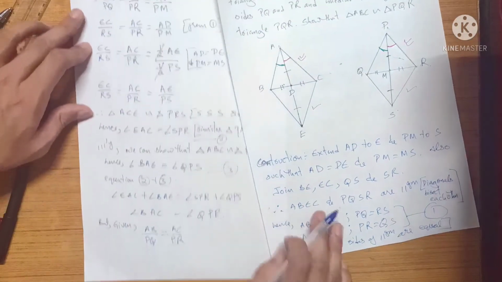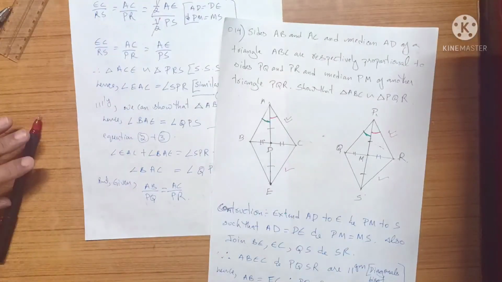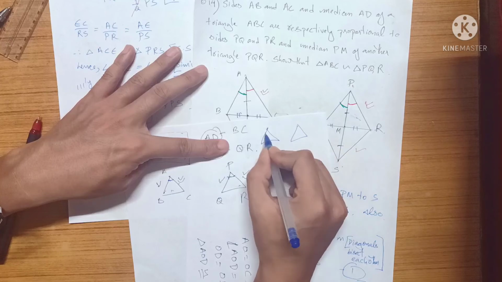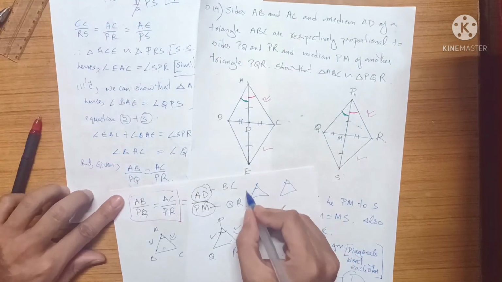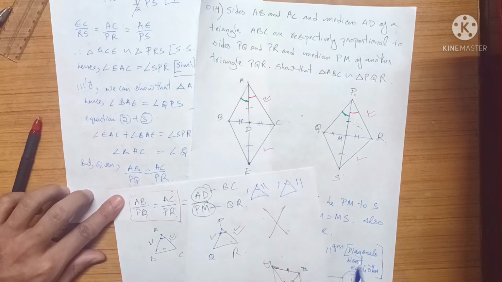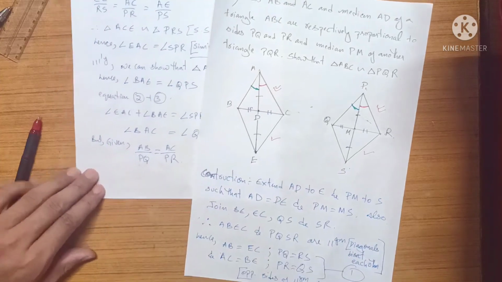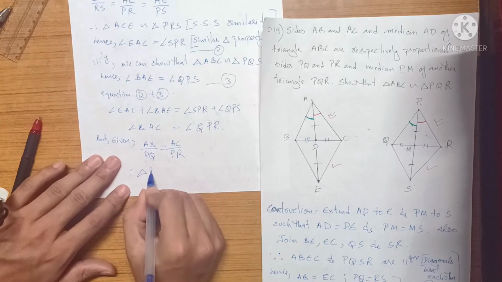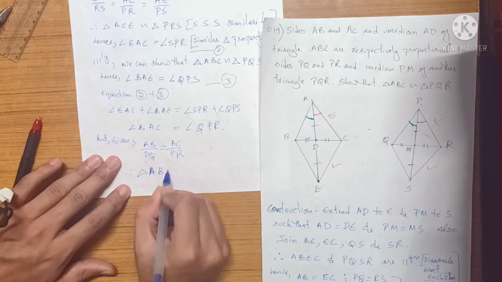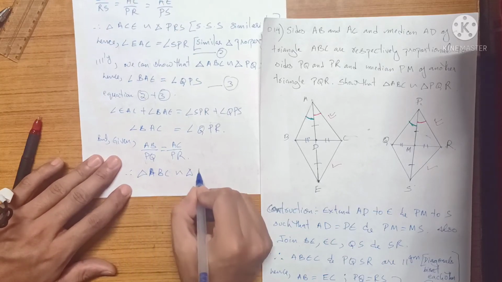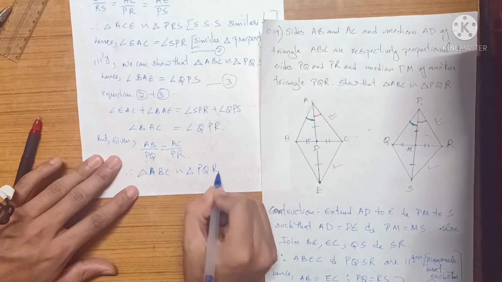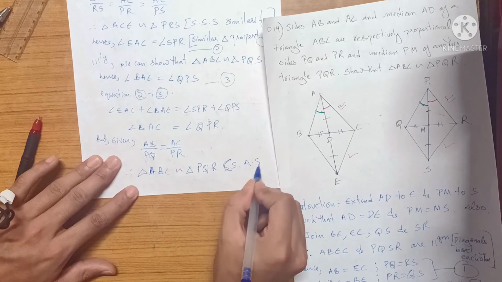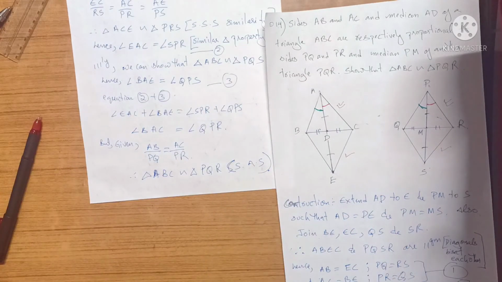I'm just writing this so that we can see. We just showed that in these two triangles, this and this is equal. So I'm writing what is given: this by this equal to this by this. So these two triangles will become similar. Therefore, triangle ABC is similar to triangle PQR by SAS similarity. Got it or not?